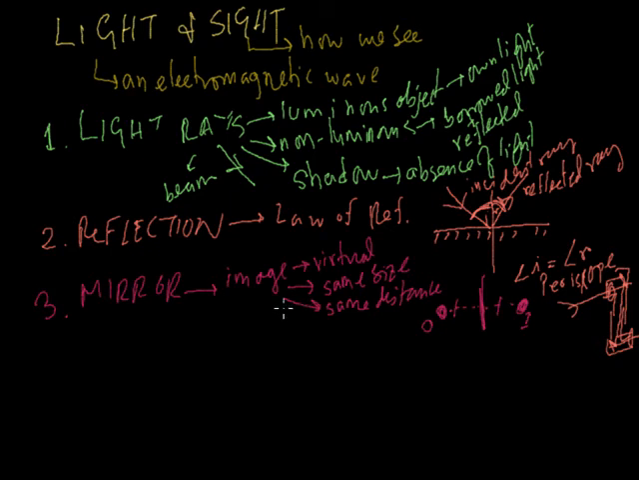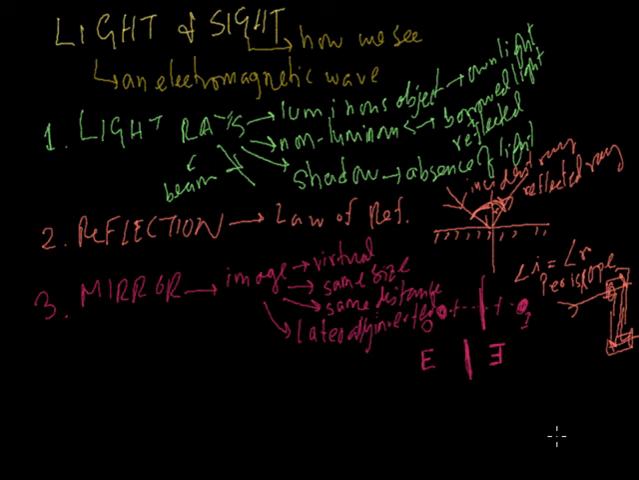And another thing is that it will be laterally inverted, sideways. Laterally inverted means, suppose you have a mirror here and you write an E. In the image, the E will look like this. It will be inverted. Laterally inverted means inverted sideways. So this is laterally inverted. So this is how the image looks in the mirror.